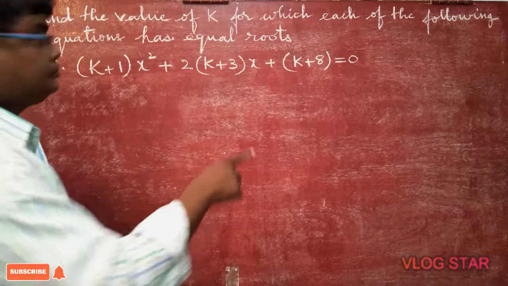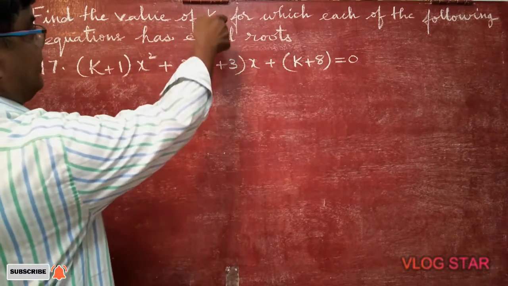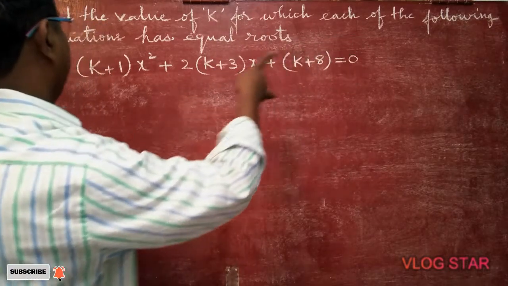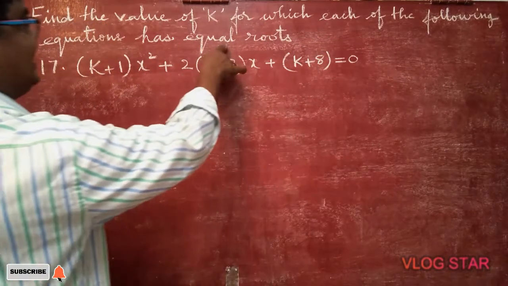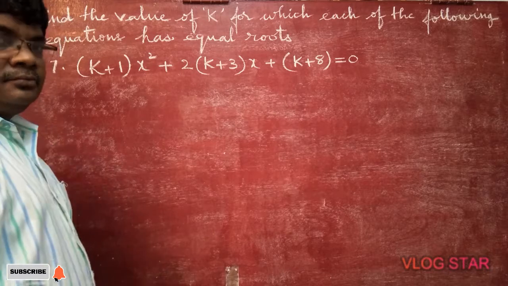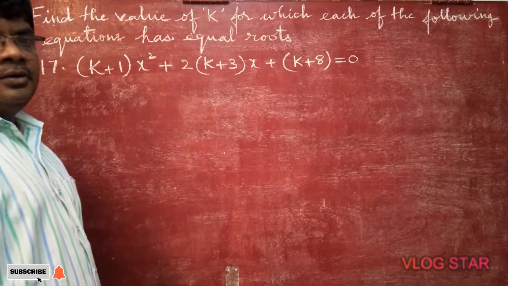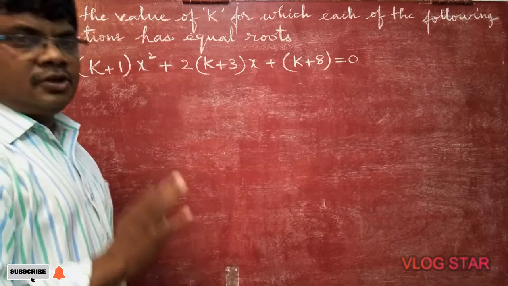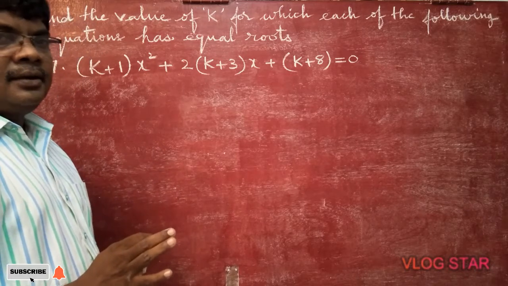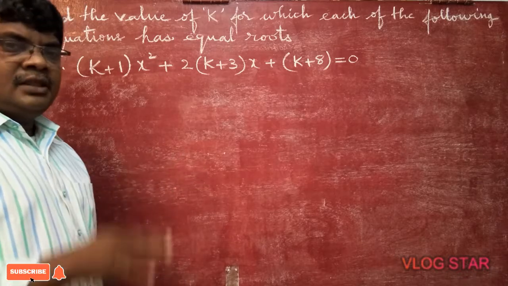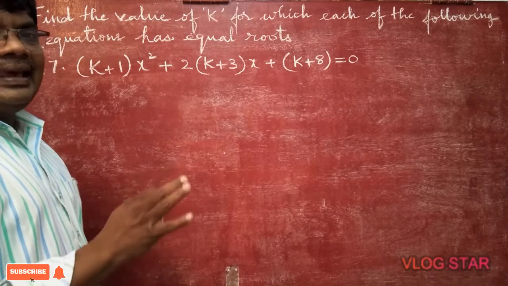17th problem. Find the value of k for which each of the following equations has equal roots. We have learned the nature of roots. D is equal to 0. What is the meaning of D? Discriminant, b square minus 4ac is equal to 0. Then the roots are real and equal.